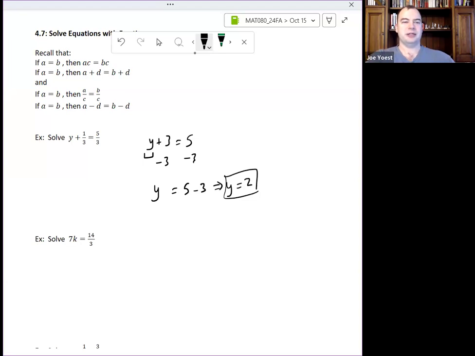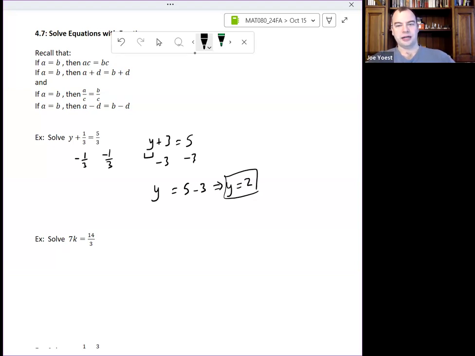Does my overall strategy change? The details might change, the details of the simplification, but does my strategy change if I have fractions, if I have y plus fraction equals fraction? Not really, it's the same strategy. I have y plus a number. I want to get the y by itself. I subtract off that number, and I better subtract it off of both sides.